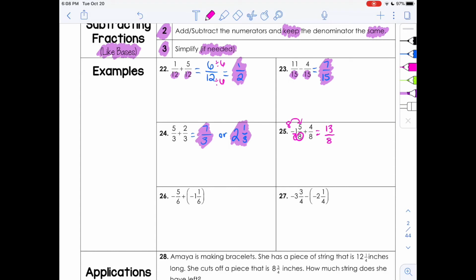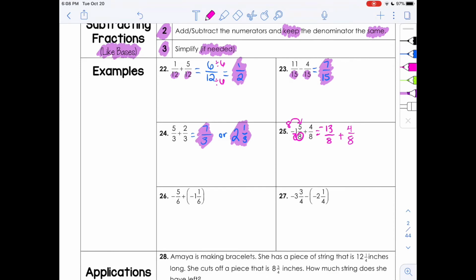Then, because that fraction is negative, you're going to add that negative to it. So a -13/8. So when you're changing it from a mixed number to an improper fraction, you want to multiply your denominator times your whole number, then add it to your numerator. And then if that mixed number is negative, you're going to add that negative sign to it. And then plus 4/8. So that second fraction is just going to stay the same because it's already a proper fraction.